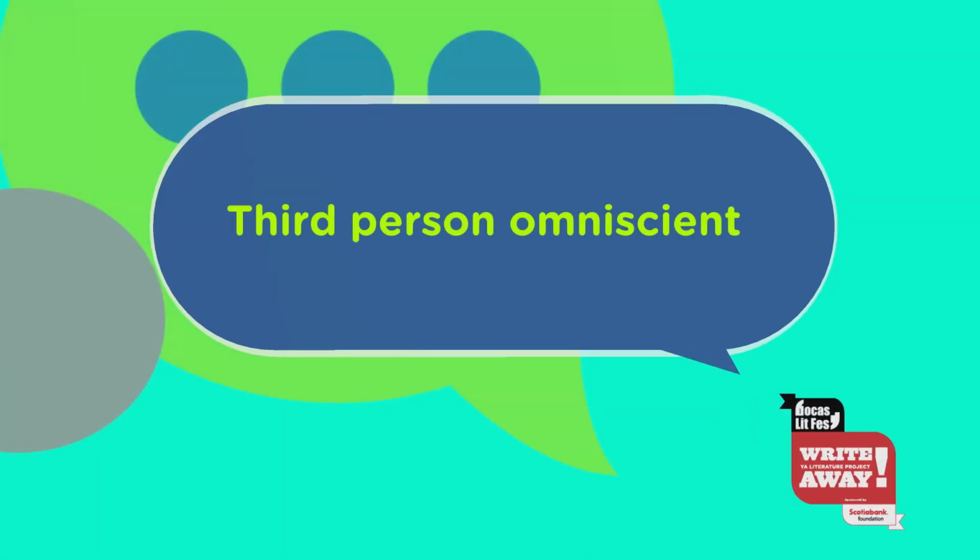In third-person omniscient narration, the narrator knows everything about everyone. Omniscient literally means all-knowing. The third-person omniscient narrator uses he or she and can show or tell all the character's actions, thoughts, feelings, and histories. Of all the narrative points of view, this is the most expansive one.